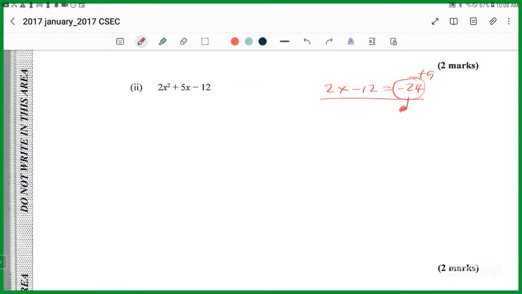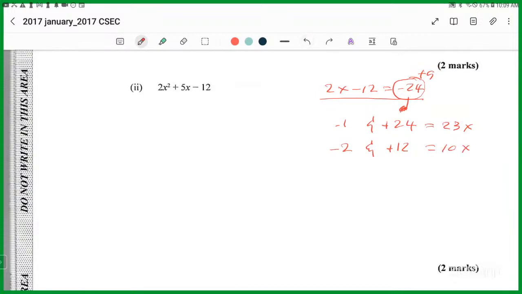So you can maybe try 1 and 24. Give the larger one the plus sign and the smaller one minus. But when you add these, you're getting 23. You don't want 23, you want 5. So no, you don't want that. Then the next two factors of 24 will be 2 and 12, with the larger one positive and the smaller one negative. But 12 minus 2 is 10. So no, you don't want 10. You're trying to get 5.